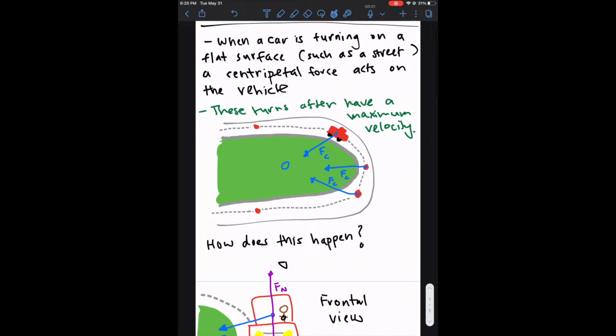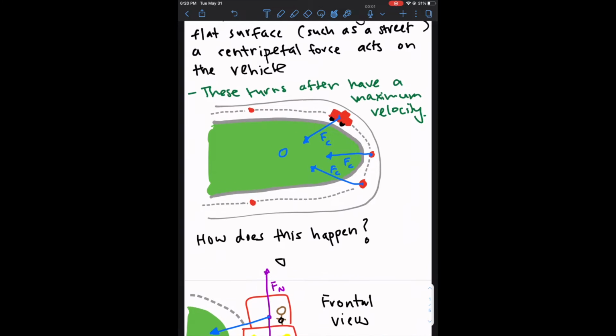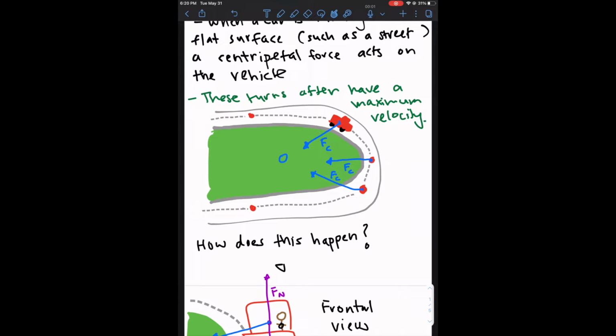So the first example is when a car is turning on a flat surface such as a residential street. When this occurs, a centripetal force acts on the vehicle. These turns often have a maximum velocity at which they can occur. So if you take a look at the example with this diagram drawn out, at the non-linear points of the road, there's a centripetal force acting on the vehicle, and it's pointing towards the center of the road, which is the blue circle. And at the straight parts of the road, there is no centripetal force acting upon the car.